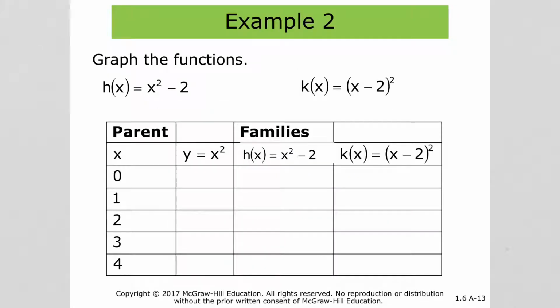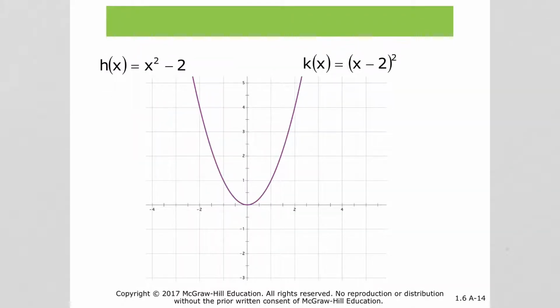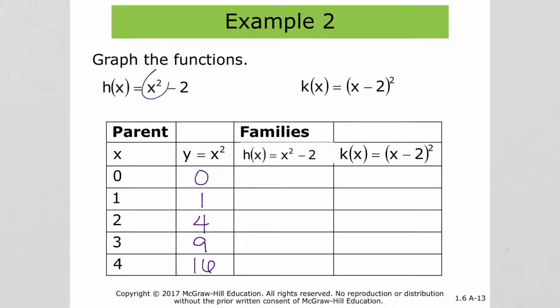This is another example of up, down, left, and right. So we're going to go through this one pretty quickly. So we have h of x is x squared minus 2, or k of x is x minus 2 squared. Again, you see outside means we move up or down. Inside means we move right or left. Okay, so 0 squared is 0, 1 squared is 1, 2 squared is 4, 3 squared is 9, 4 squared is 16, and you can see I've already got y equals x squared graphed over here. Again, x squared is our parent graph because it's the main part there that's not having anything done to it.